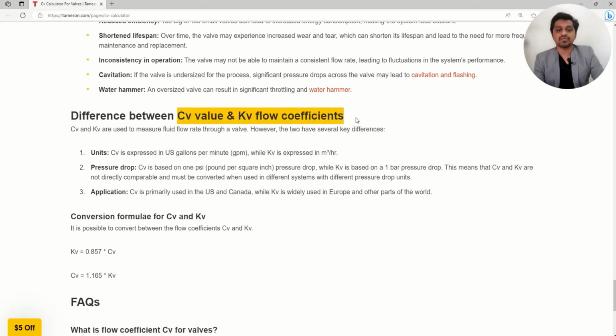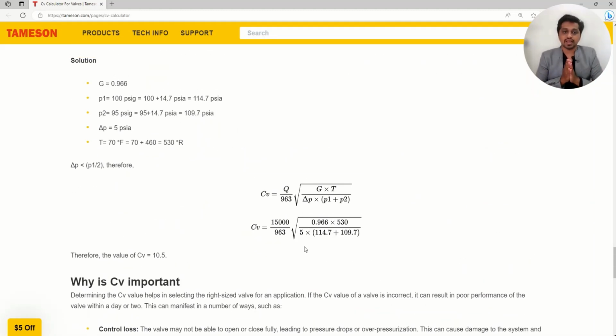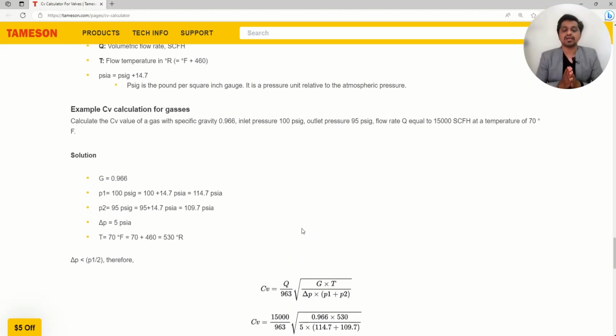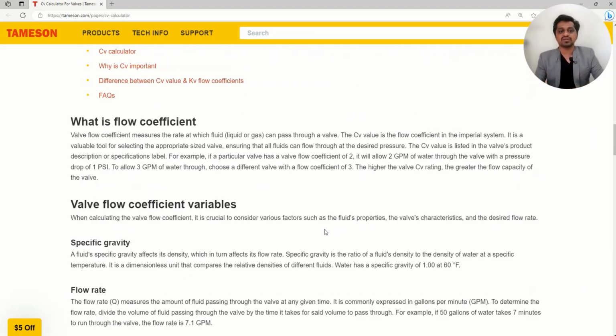And what is CV and KV value? Both are flow coefficients. The only difference is CV is expressed in imperial units, that is gallons or GPM, and KV is a metric unit. So KV is 0.857 times CV, or CV is 1.16 times KV. This is how these two things are related. Both KV and CV are the same parameter, that is flow coefficient, expressed in different units. One is in metric, one is in imperial units, right?